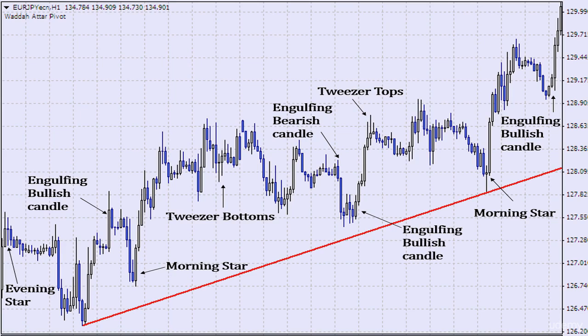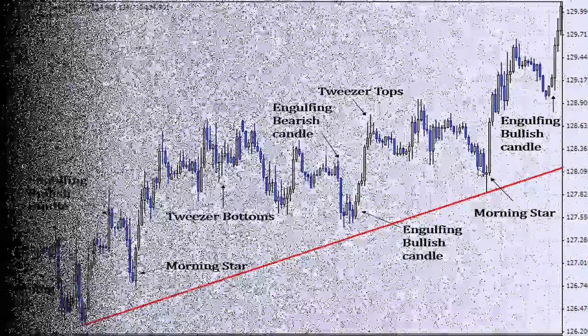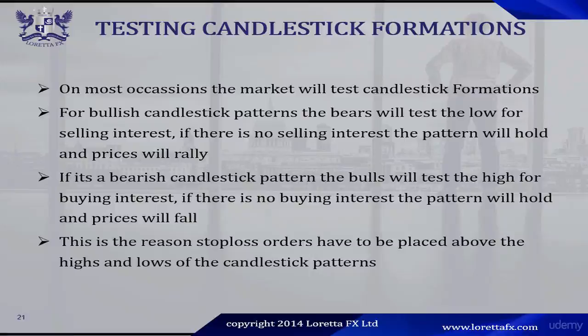So lovely patterns here. We have a nice bearish engulfing candle here, prices fell. Bullish engulfing candle, prices rallied, tweezer top, price pulled back. And yeah, we have a small bullish engulfing candle here, prices rallied. So absolutely amazing.